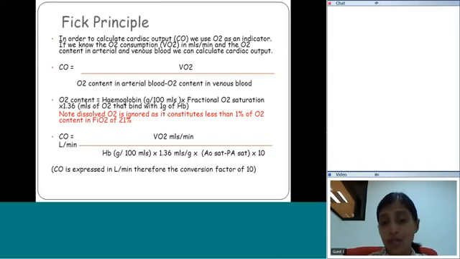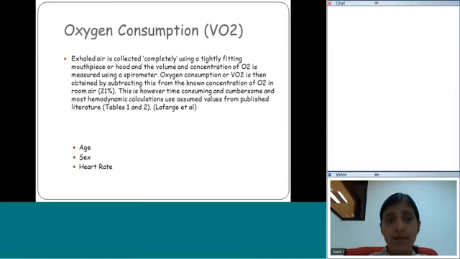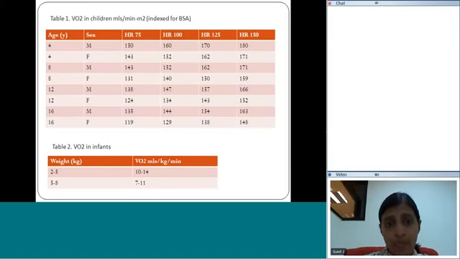Now we've already gone through this, really don't need to go through this again. This is the table that I was talking to you about. It gives you age, sex, heart rate. You take various heart rates. The VO2 in mils per minute per meter squared is different. Remember that this is per meter squared, so you have to adjust it for the body surface area of the patient. That is why it is important to get height, weight, and then calculate body surface area. Supposing the body surface area is 0.8, then you have to adjust it for that.